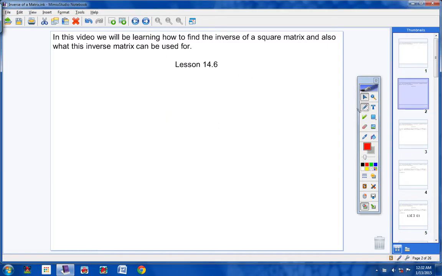Your heading is, well, I guess you don't have a heading today, do you? That's kind of funny. Alright, your heading for today is inverse of a matrix. Sorry about that. Lesson 14.6. And be sure and include today's date. Okay? Once again, your heading is inverse of a matrix, Lesson 14.6. And be sure and include today's date.